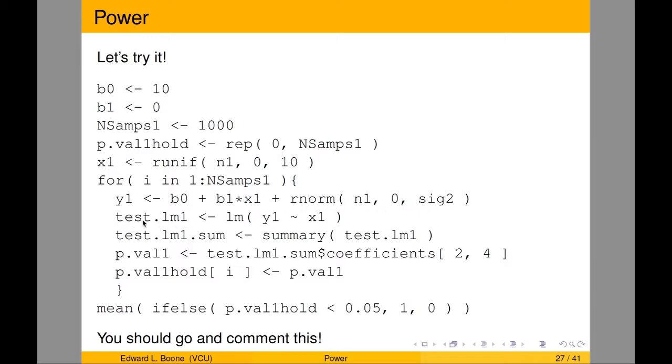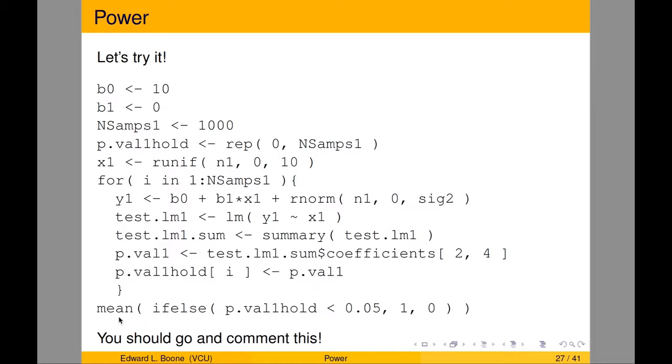We're going to test the model by running a linear model. From it, we're going to take the summary, and the summary has the coefficients on it. In position 2, 4 in those coefficients, if you run it line by line and look at each piece, you will find that this is where the p-value for B1 is located. Then I put into p-val1 hold what this p-value is. And then it runs this 1,000 times, and records 1,000 p-values.